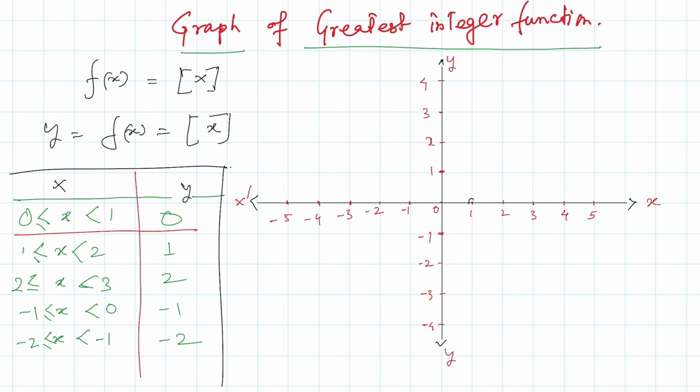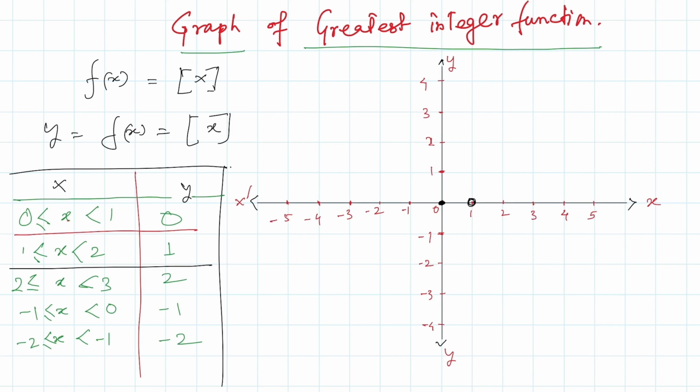So when x is greater than or equal to 0 and less than 1, then y is equal to 0. Okay, so here is the point. So you see, first let me plot one more point. Again, then I will tell you.